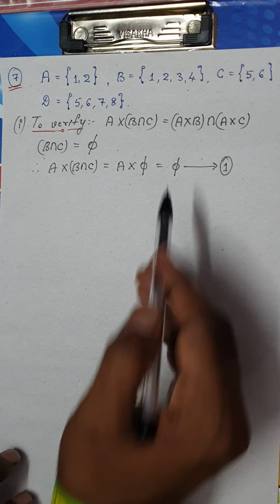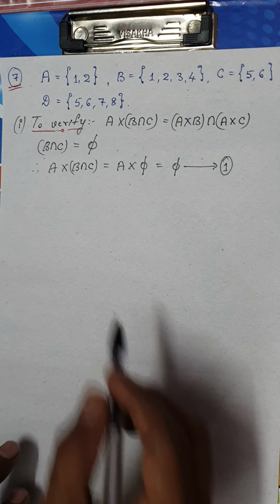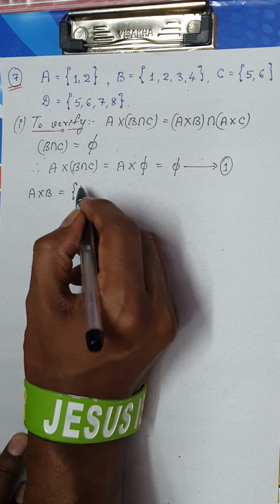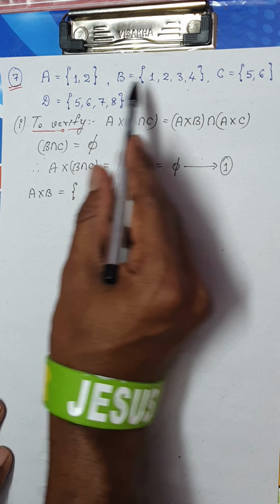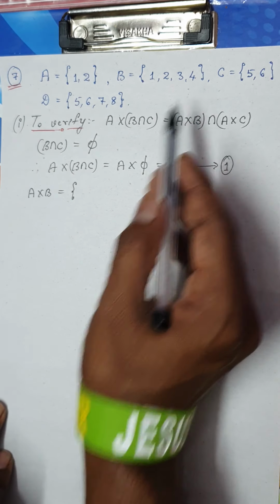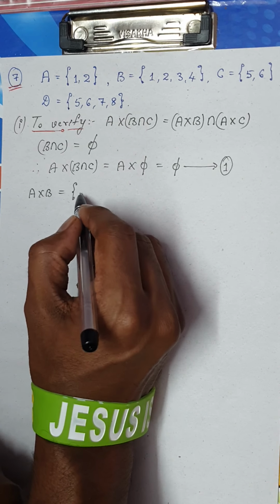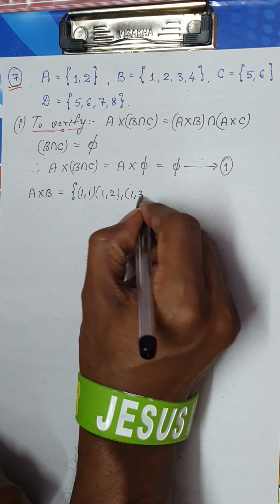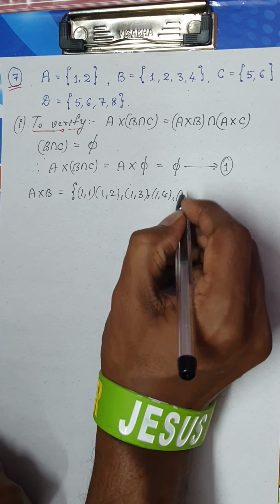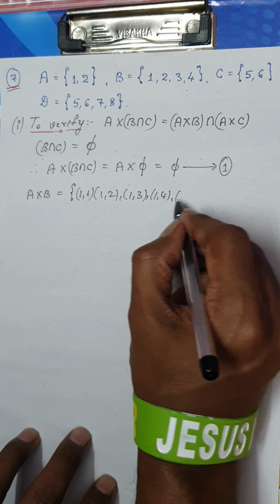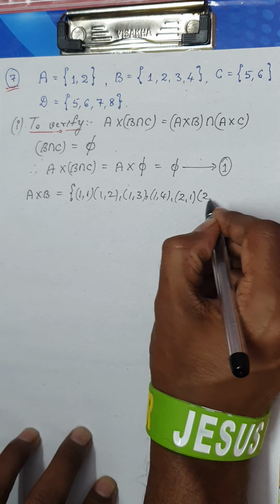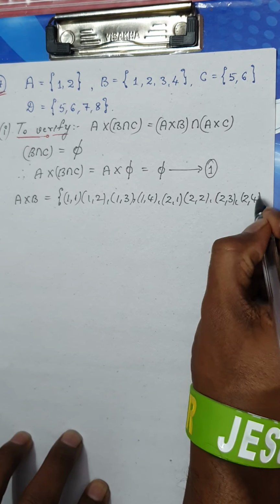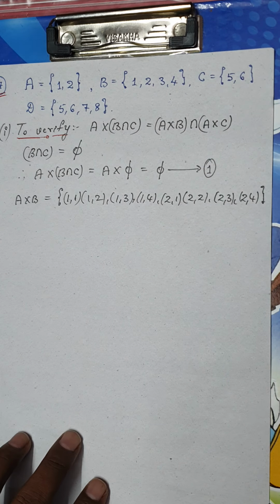Now let us find out these two sets and check the intersection. Now for the second case, let me get A cross B. So A the elements are 1, 2 and B the elements are 1, 2, 3, 4. If you take the Cartesian product, what are you going to get? You will get (1,1), (1,2), (1,3), (1,4). Similarly, starting with the element 2, you get (2,1), (2,2), (2,3) and (2,4). So this is my A cross B.